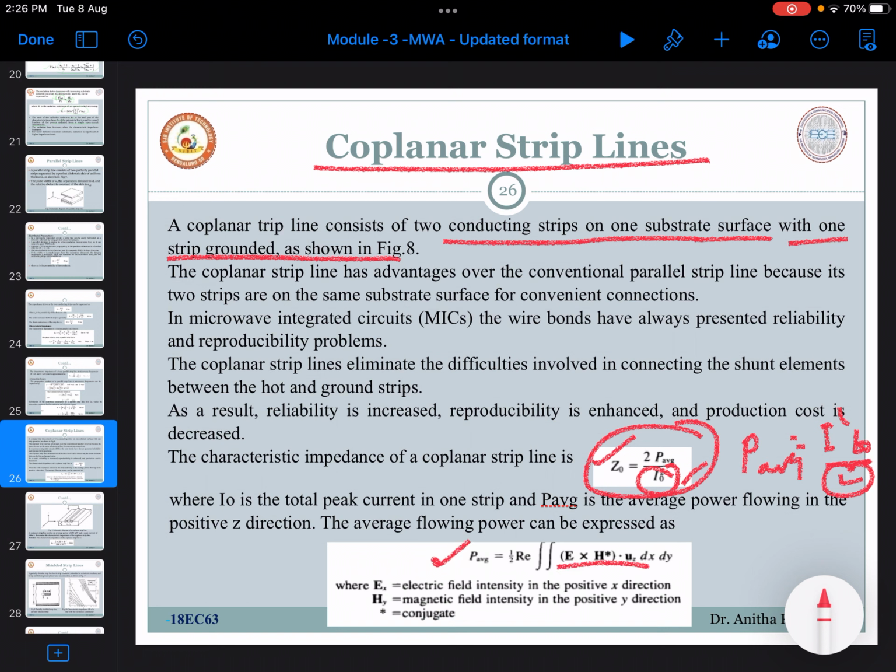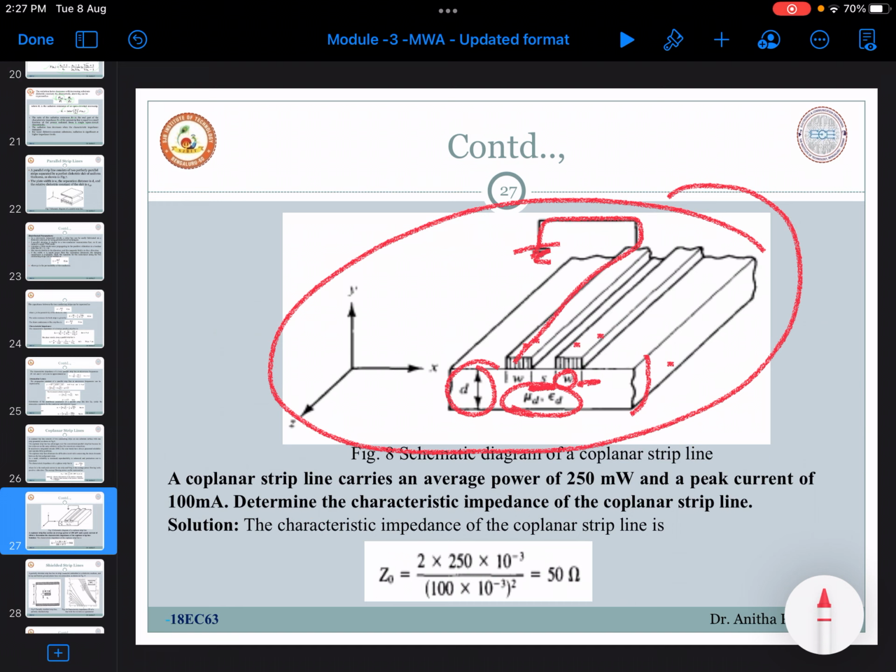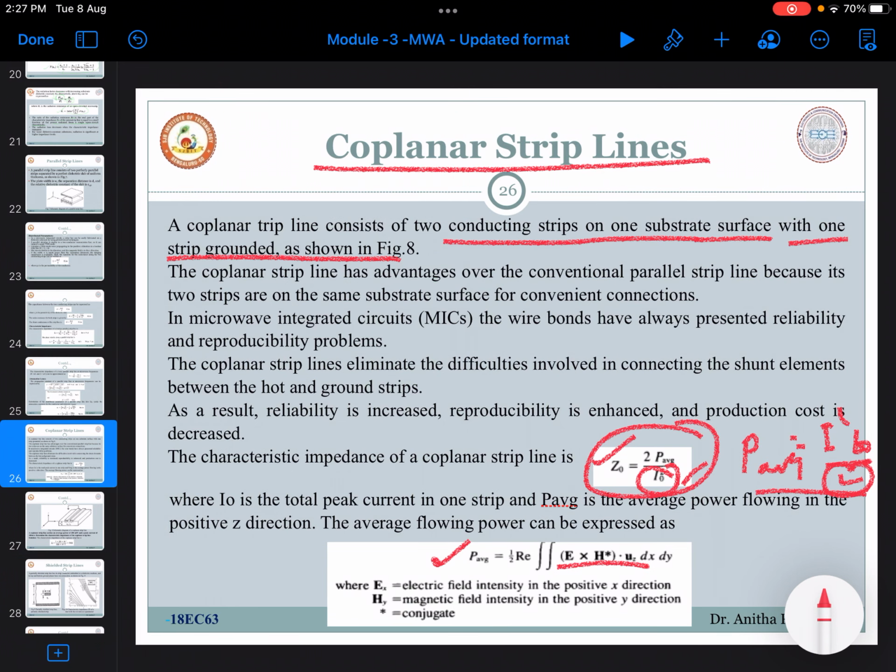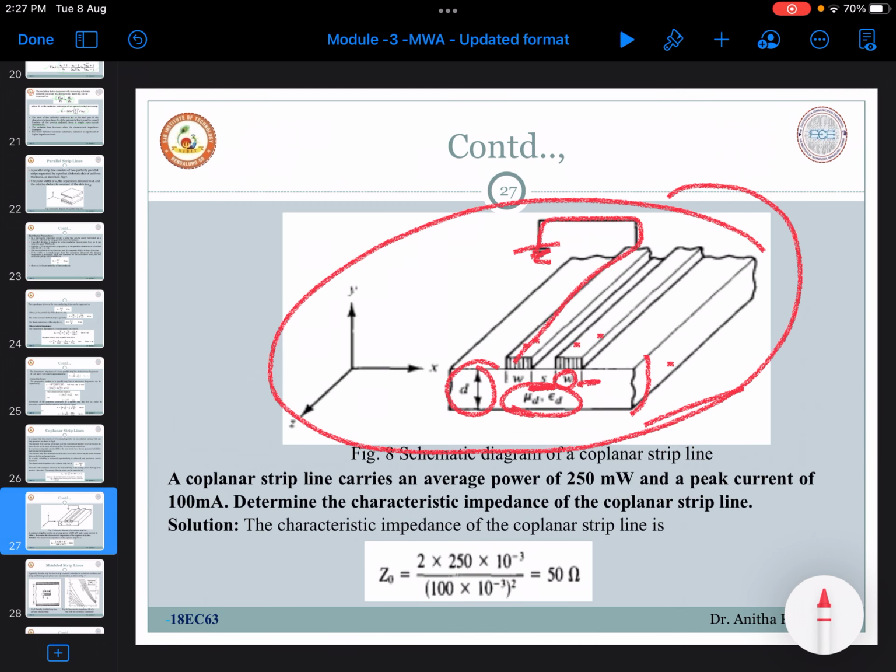based on electric and magnetic field intensities which are given in the problem. This is about the coplanar strip lines. One can notice here the geometry, then the characteristic impedance, then the salient features of it.